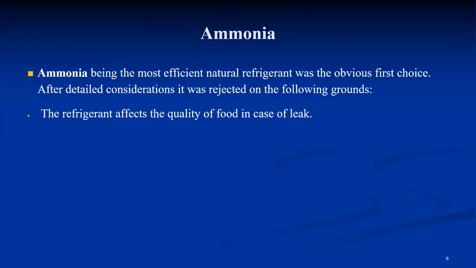The refrigerant can affect the quality of food in case of a leak. In most cold storage applications, ammonia is the preferred refrigerant. If the stored product is packaged food, then ammonia is recommended. For example, milk storage, where milk bags are stored. Even in case of an ammonia leak, it should not spoil the milk. But in this particular case, vegetables and fruits are unpacked products. So in case of a leak, ammonia will spoil these products. That is the first criterion on which ammonia is rejected.